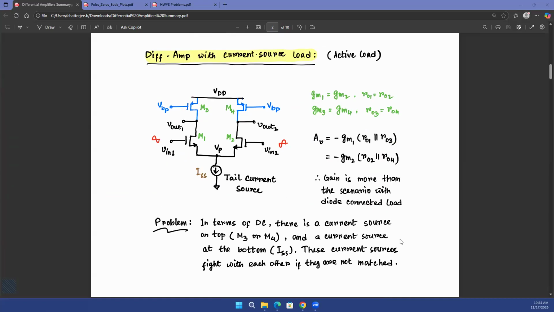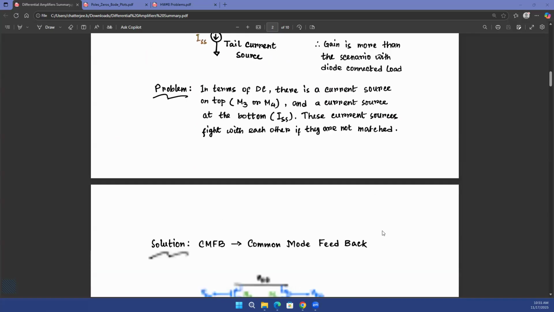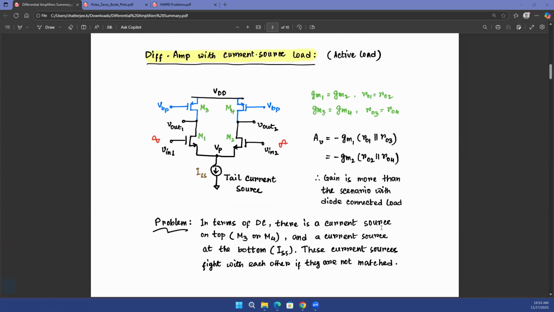However, there is still a problem. I'd like to define the problem here, but the solution is generally given in your analog circuits graduate level courses. We'll also take a look at the solution a little bit, but I'm not going to go into the discussion of the solution too much. So what is the problem that we have?